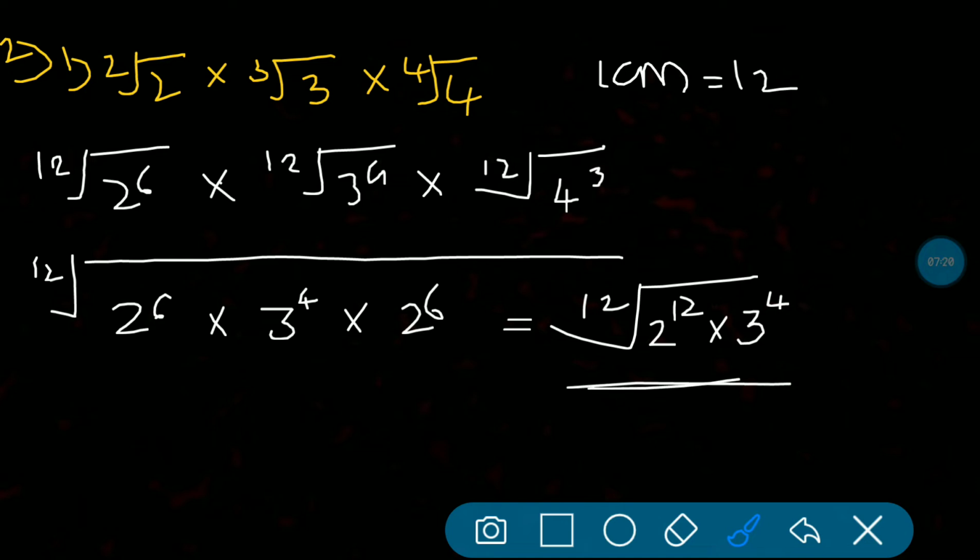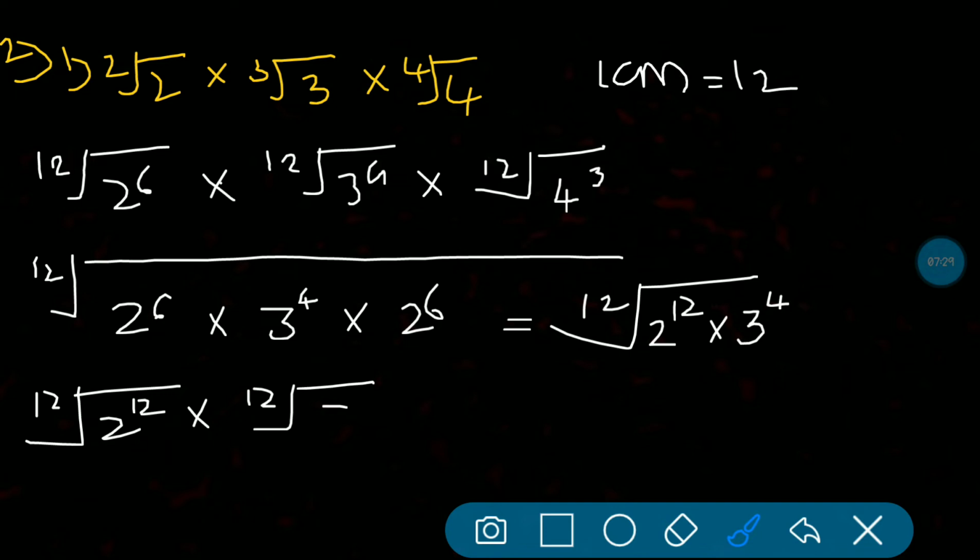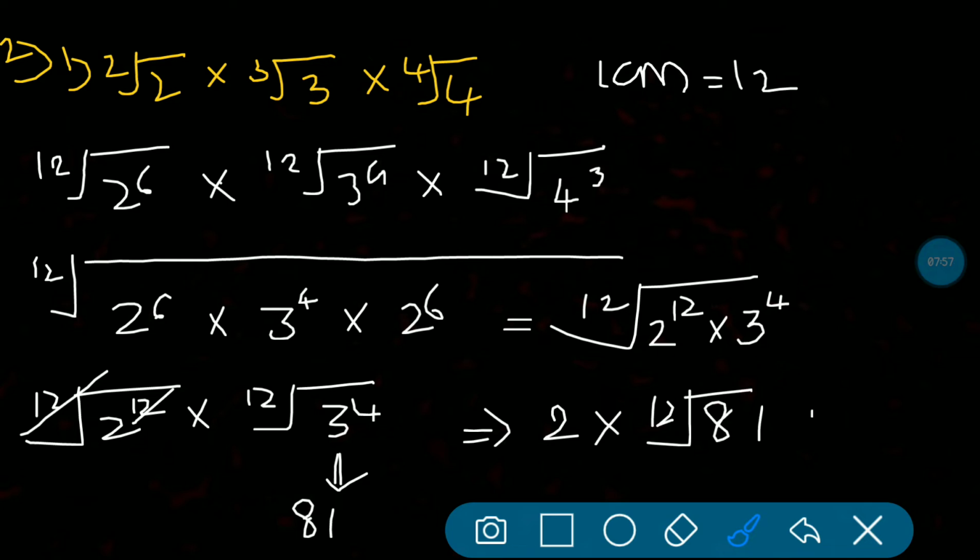Now I am going to write this separately: 12th root of 2 power 12 multiplied by 12th root of 3 power 4. Now this 12th power and 12th root will get cancelled, right? Now this one you can't do anything, you have to let it be like that only. So 2 multiplied by 3 power 4 can be simplified. We can get the value, it is 81. So 2 multiplied by the 12th root of 81 is the simplified answer for this.